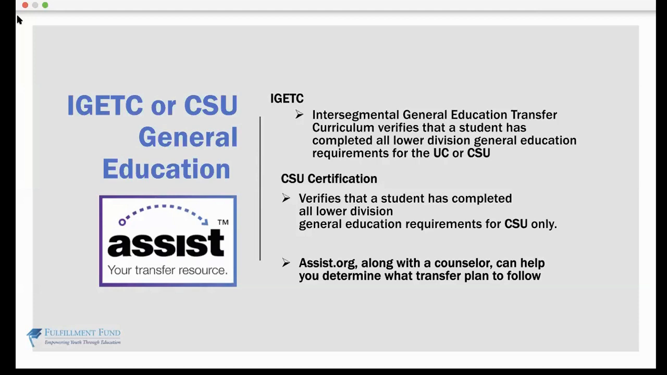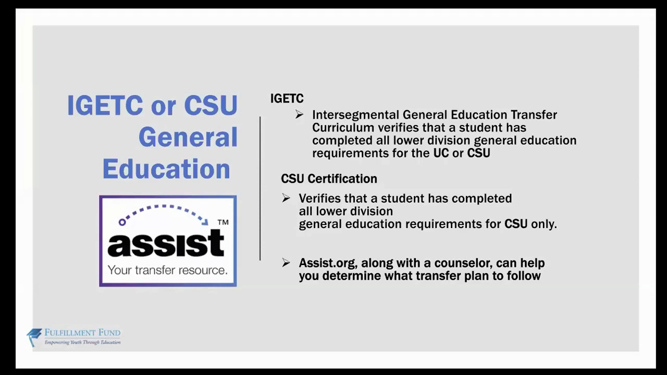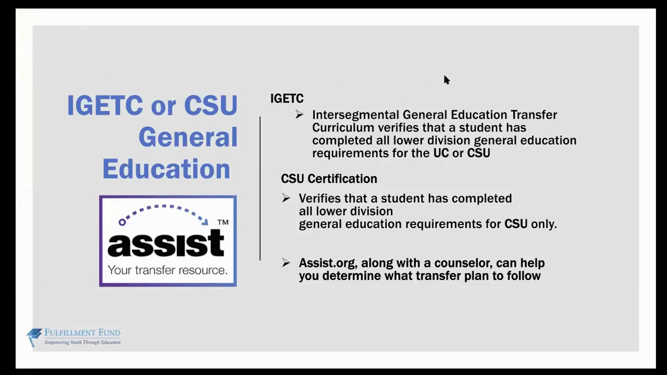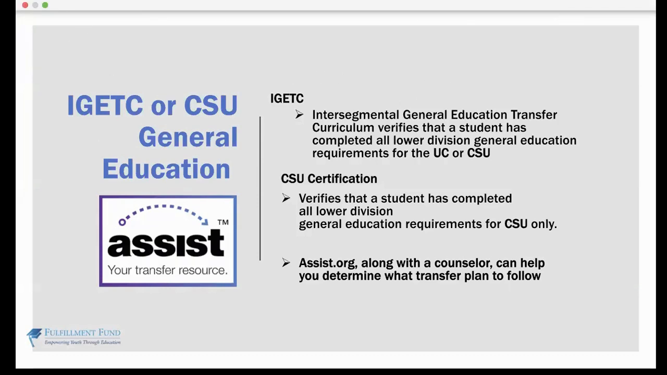So maybe you're not sure when you go in if you want to go to a UC or a CSU, or maybe you know for sure that you're going to be applying to all the schools, both UCs and CSUs, then the IGETC would be the best bet for you. If you know for sure that you want to go to a California State University, a CSU, then there's something called the CSU certification.